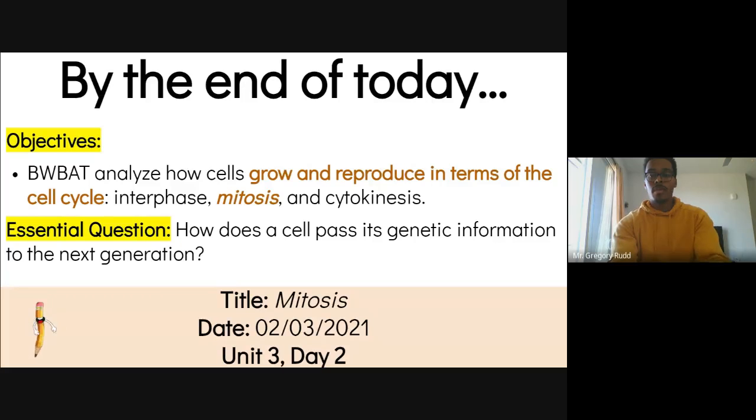So we're still thinking about the cell cycle as a whole, but we're going to hone in specifically on the second part of the cell cycle, which is mitosis. The essential question that we will seek to answer by the end of class: how does a cell pass its genetic information to the next generation?